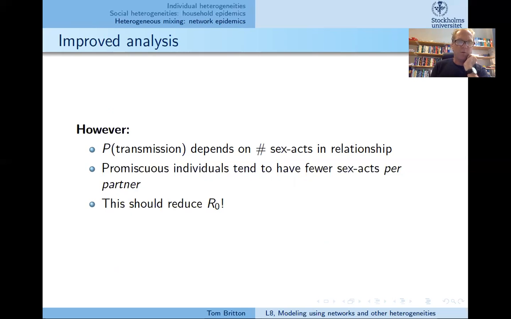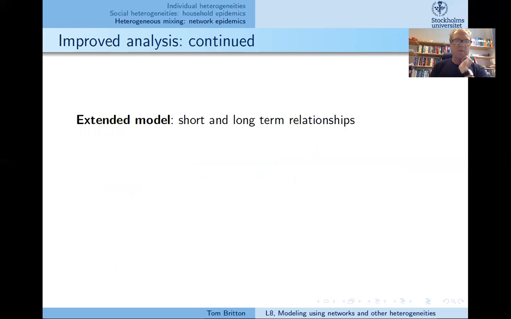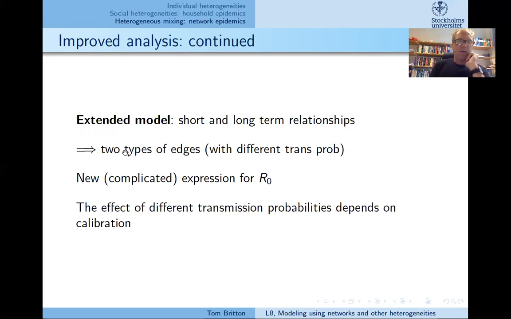The expression for R0 was shown on the previous slide. And this is something we investigated together with two sociologists. And what we did is we assumed that individuals have short and long-term partnerships. So we divided partnerships into short and long-term partnerships. And then there were two types of edges, you can think of it, maybe a thick and a thin type of edge. And for that, you can compute a new reproduction number.